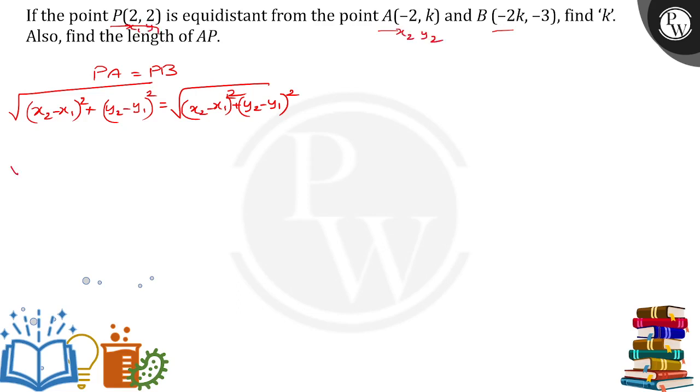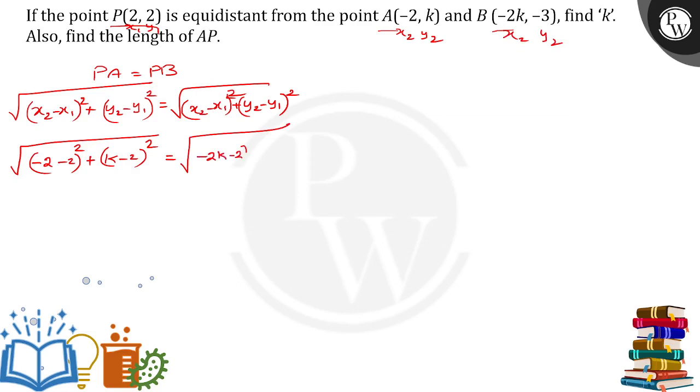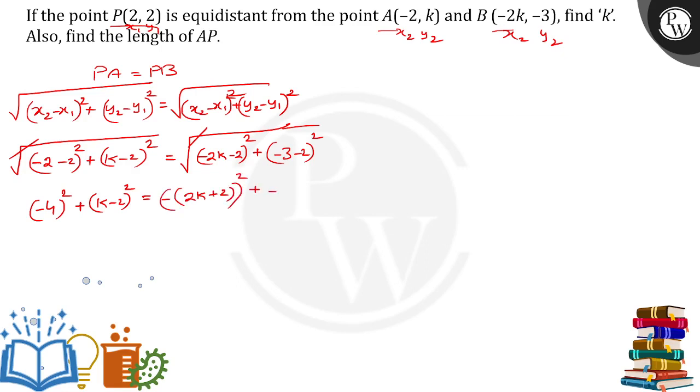So when I do that, square root of (x2 minus x1, means minus 2 minus 2) whole square plus (y2, means k minus 2) whole square is equal to square root of, this time it will be x2, y2: (minus 2k minus 2) whole square plus (y2 minus y1, means minus 3 minus 2) whole square. Square root and square root cancel. Minus 4 whole square plus (k minus 2) whole square is equal to, if I take minus as common from both, I will get (2k plus 2) whole square plus (minus 5) whole square.